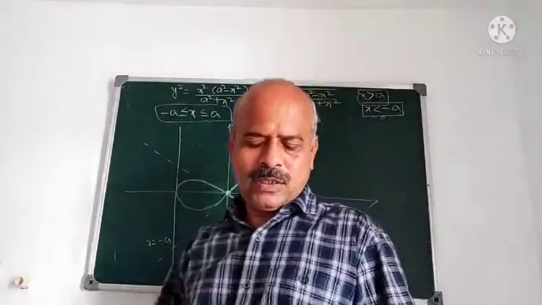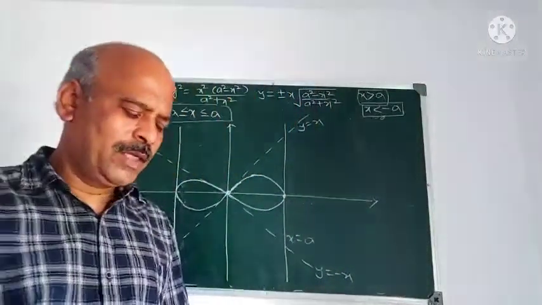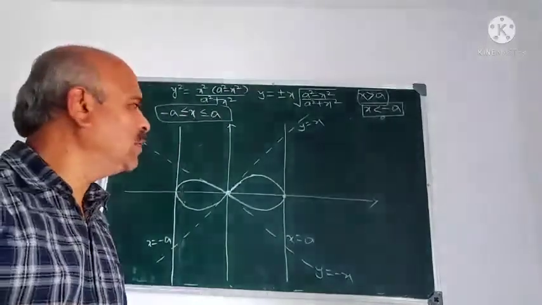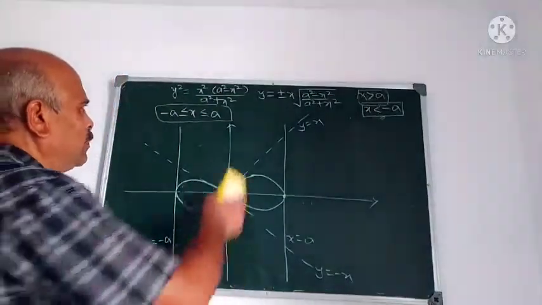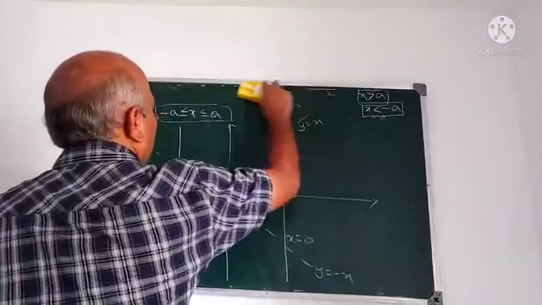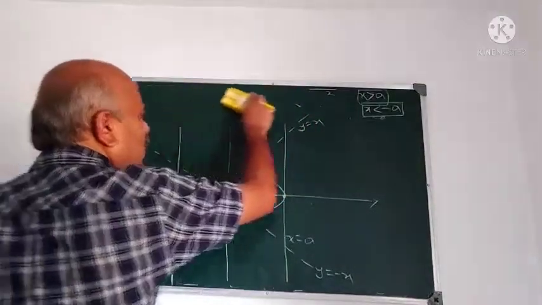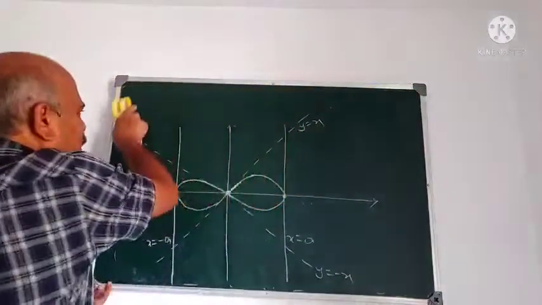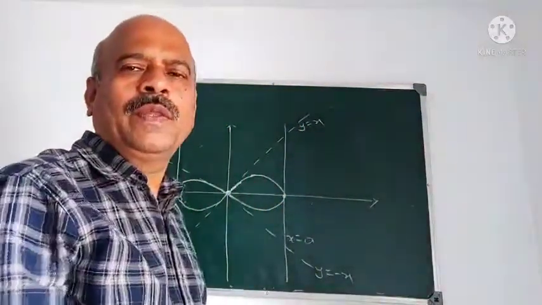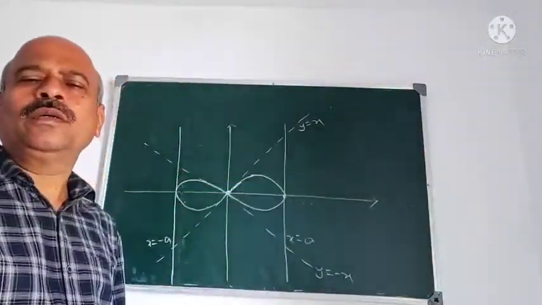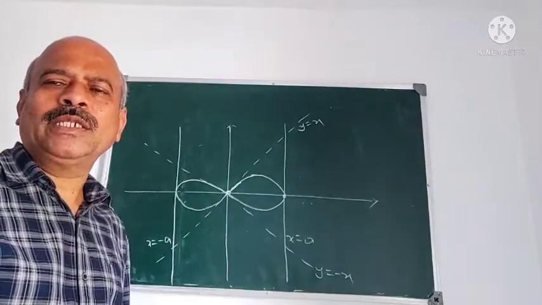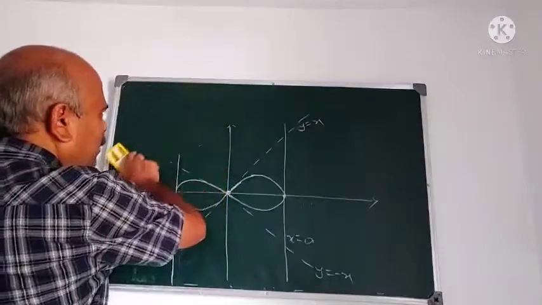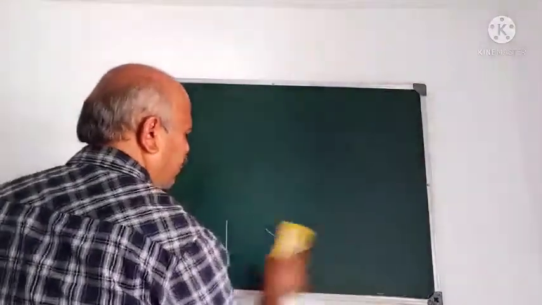This is the shape of the curve. The equation is y square into a square plus x square is x square into a square minus x square. See, you have to sketch roughly the graph of the curve. For that, you have that much information, 5 points. Using those 5 points, I have traced the curve, and the shape of the curve is like this.